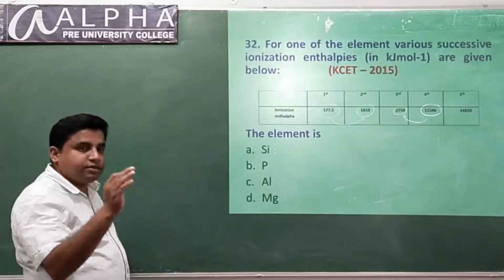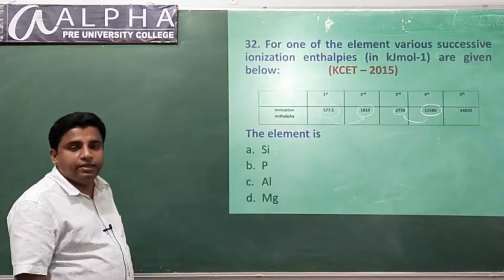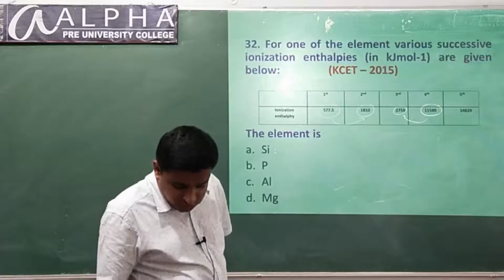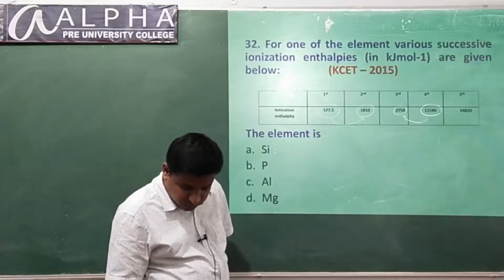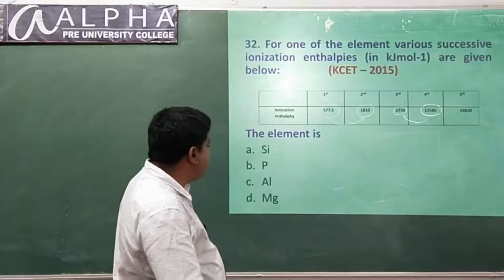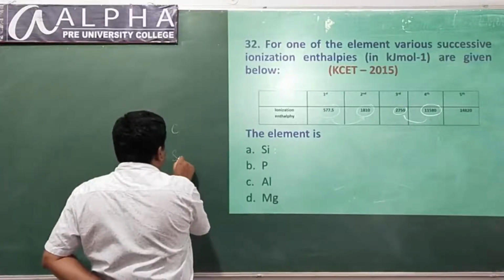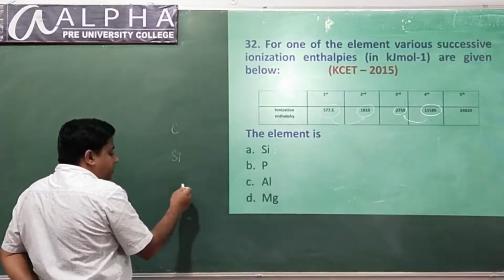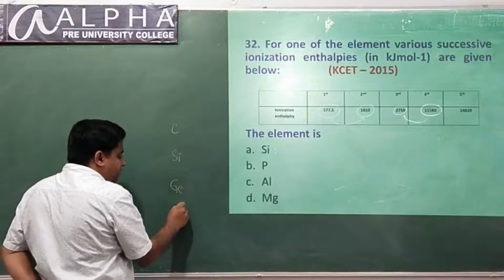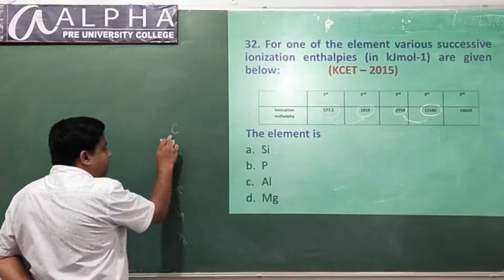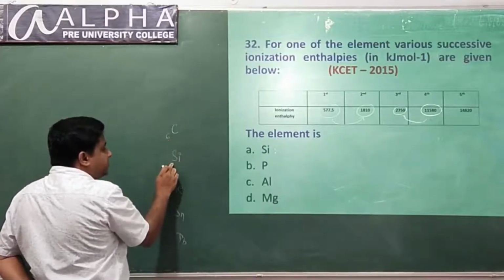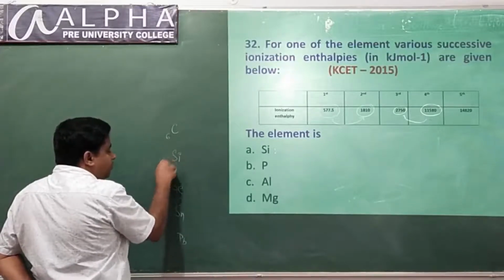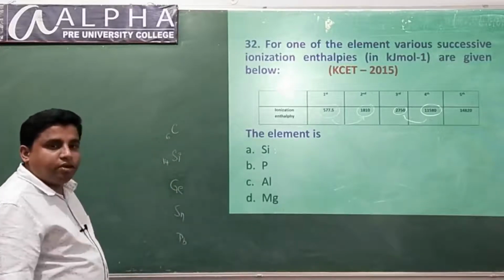Carbon, silicon, germanium, tin, lead. The atomic number of carbon is 6. 6 plus 8 is 14. So the atomic number of silicon is 14.